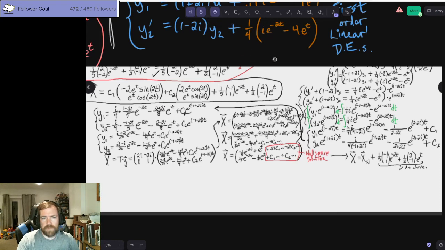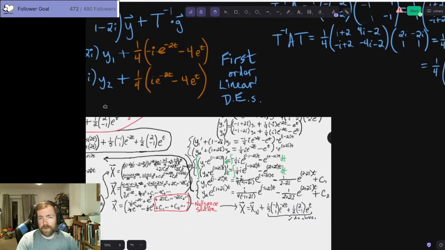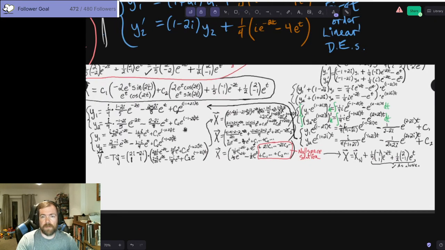Okay, so we have our method of undetermined coefficients. We also have our matrix diagonalization method here.